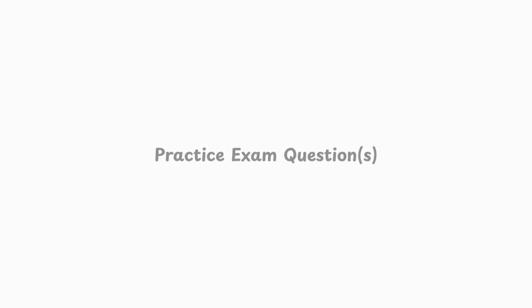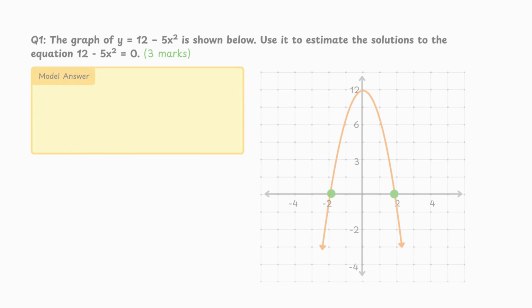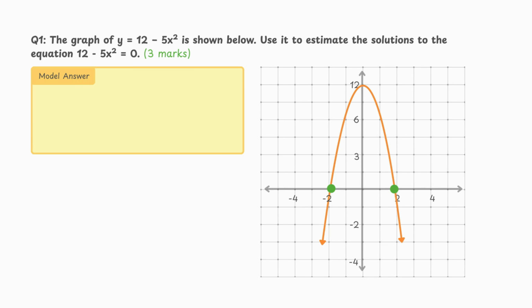Now, let's dive into some exam-style practice questions. You can pause the video and try yourself. Question 1. The graph of y equals 12 minus 5x squared is shown below. Use it to estimate the solutions to the equation 12 minus 5x squared equals 0.